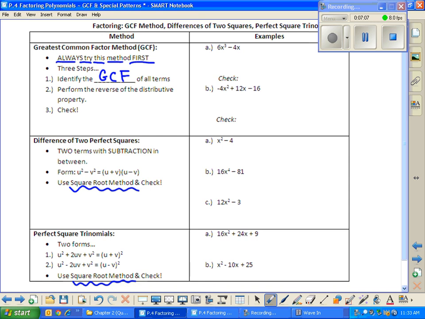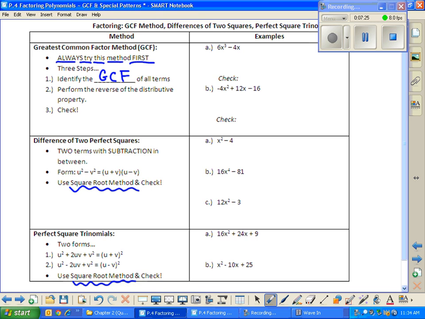So as I said, step one is to identify what that common factor is, greatest common factor no less. Identify what that greatest common factor is between your terms. Step two is to perform sort of the reverse of the distributive property. And then the third step is to check. So giddy up, let's do it.